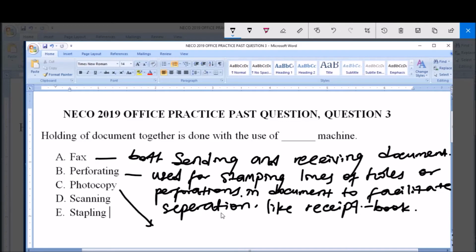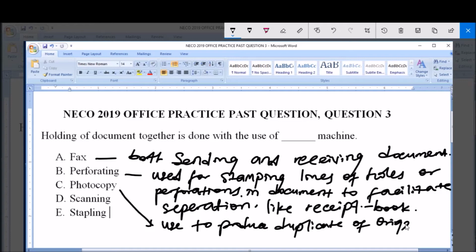Now C here says what? Photocopy machine. Now photocopy machines are simply used what? To produce duplicates. They are used to produce duplicates of an original document. Duplicates of original documents.